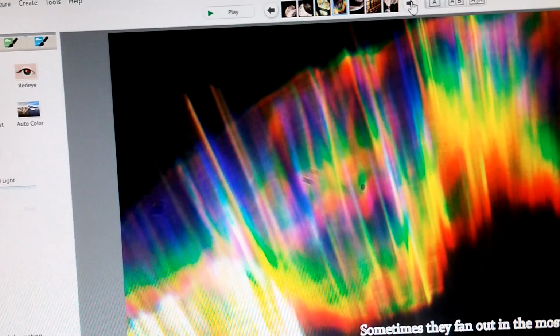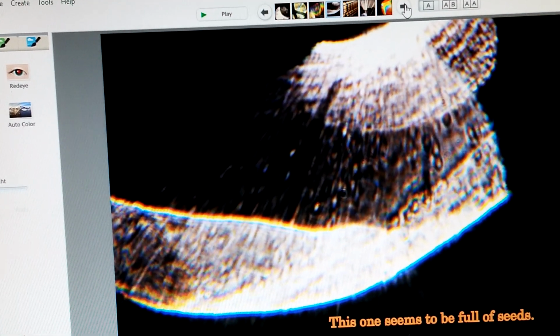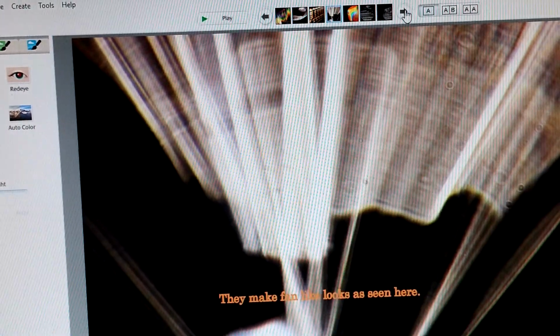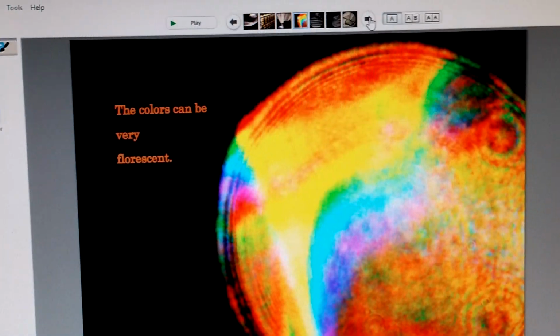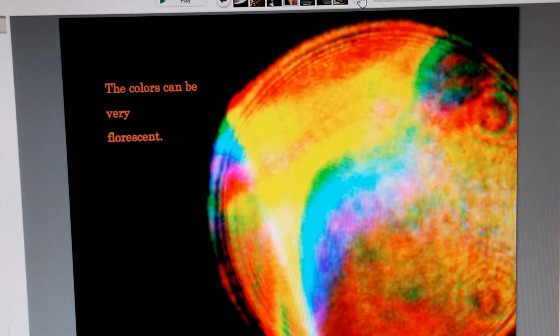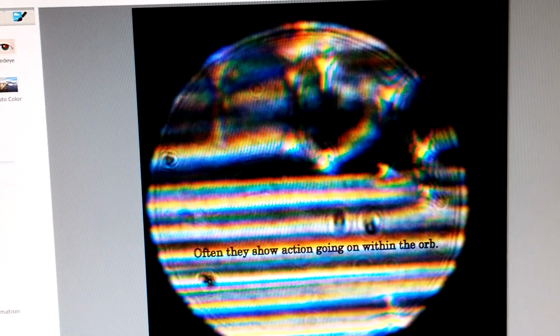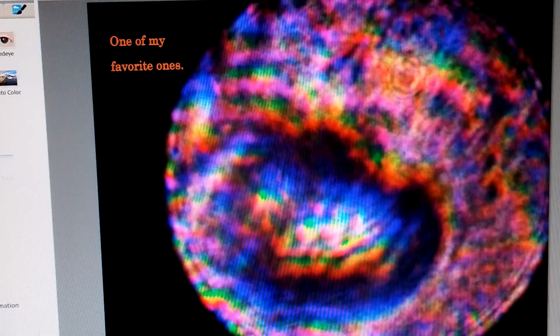Sometimes they fan out in the most brilliant colors. This one seems to be full of seeds. Or they will fan out like this, or fan like you see here. The colors can be very fluorescent. Often they show action going on within the orb, like in this one. Often tubes like this are in the orb.